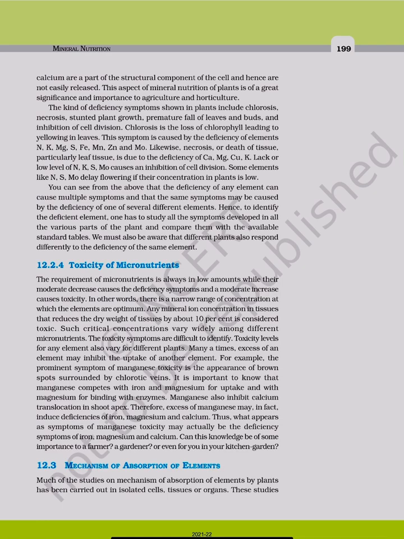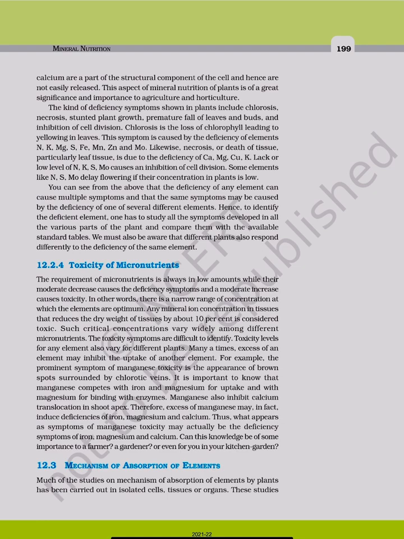Chlorosis is the loss of chlorophyll leading to yellowing in leaves. This symptom is caused by the deficiency of elements N, K, Mg, S, Fe, Mn, Zn, and Mo: molybdenum, zinc, manganese, iron, sulfur, magnesium, potassium, and nitrogen.